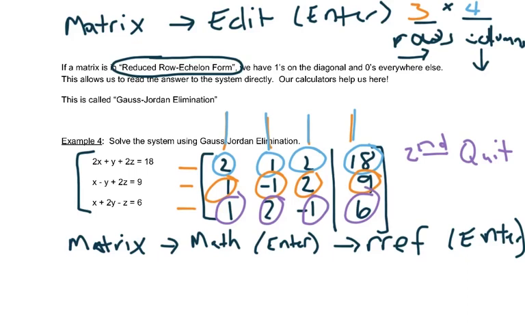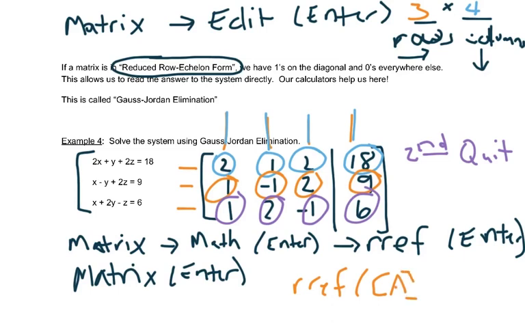And then we have to tell it what matrix to use. So you go back into matrix, and it's already where it needs to be, so you just hit enter. And so what you should see on your screen is RREF parenthesis matrix A. That's where we typed in our matrix. And then you can just close it with a parenthesis and hit enter.